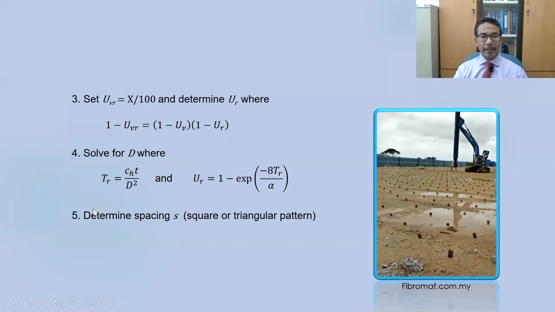The final step is to determine the spacing S, which depends on the pattern of the vertical drain. It could be a square pattern or a triangular pattern. So those are the steps that we have to follow in order to determine the spacing of the vertical drain.